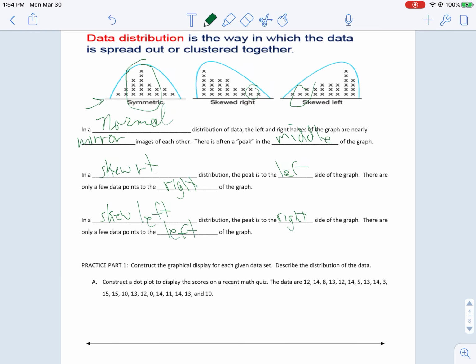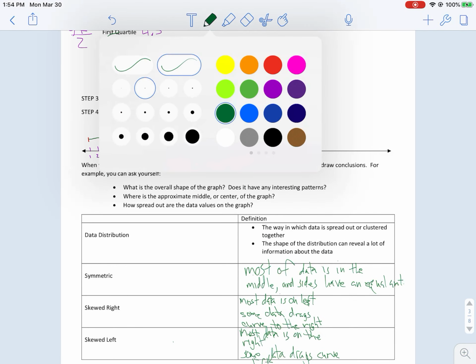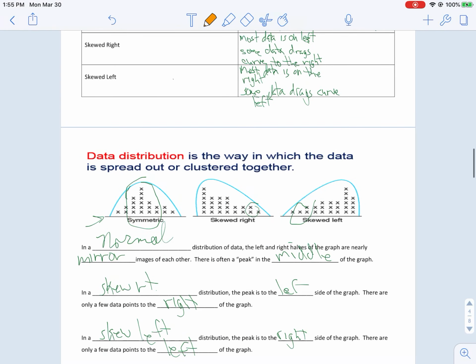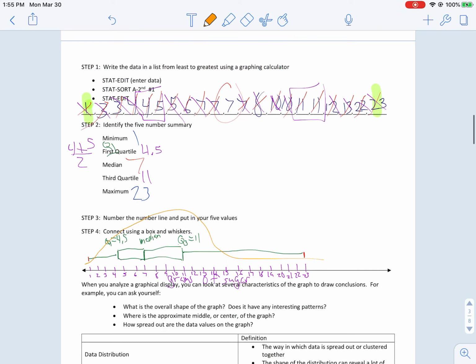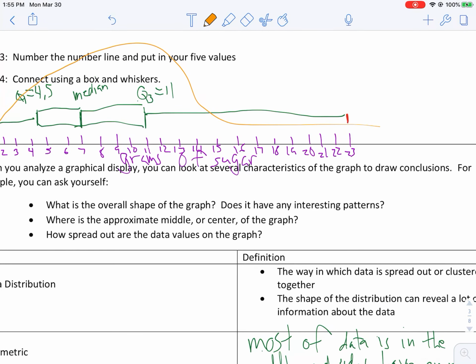Okay, so this last one, so if we go back up, I'm going to take a look at this, and if I look, most of my data is here, and then we'd have that. That to me looks like a skew right. So this interesting here, what's the approximate middle? So this would be a skew right.